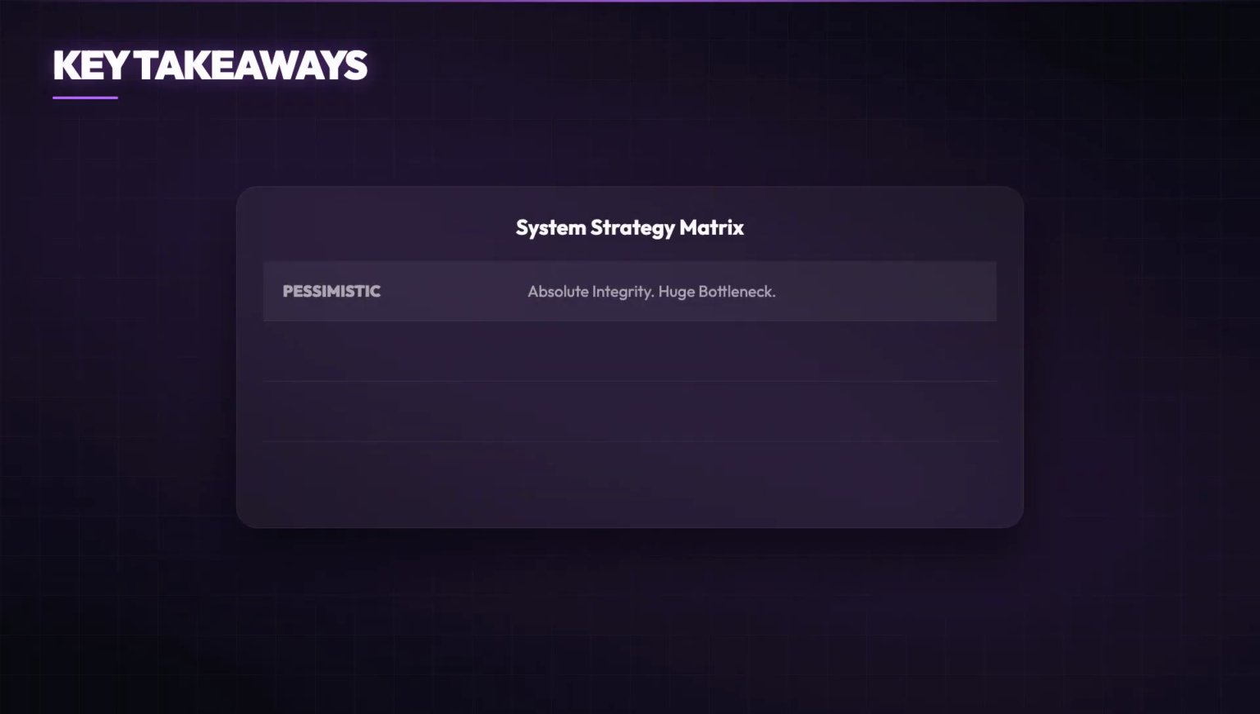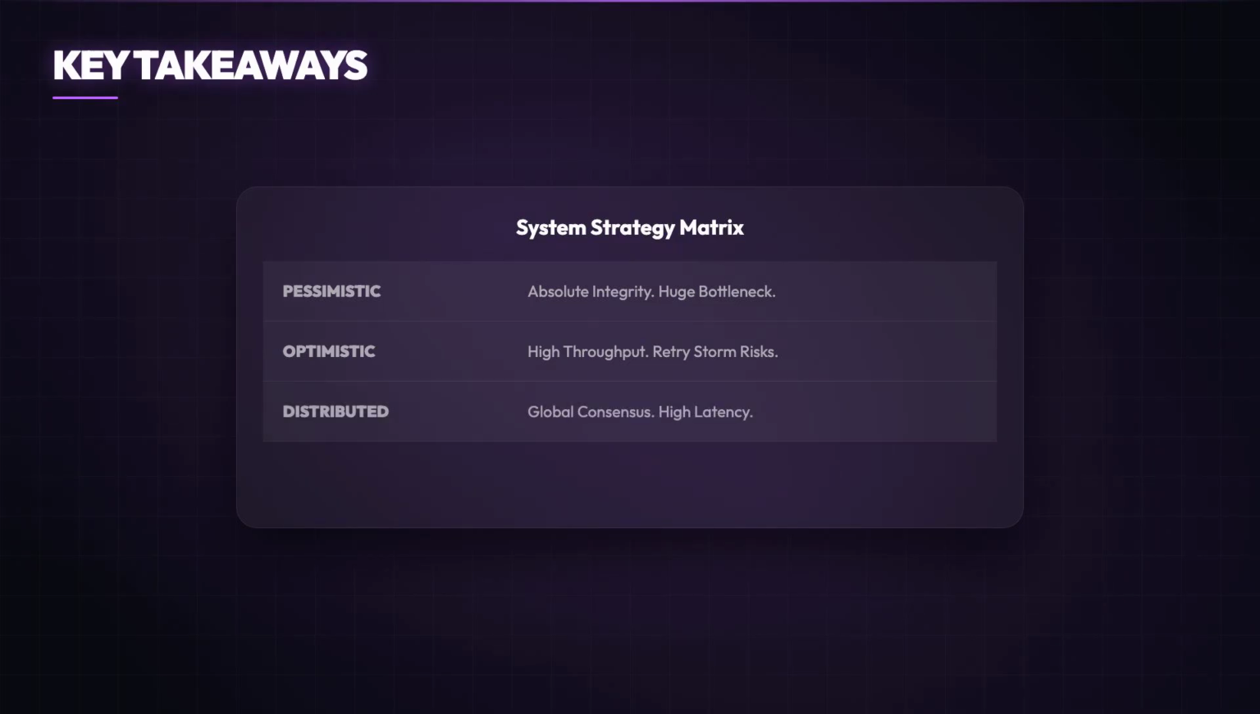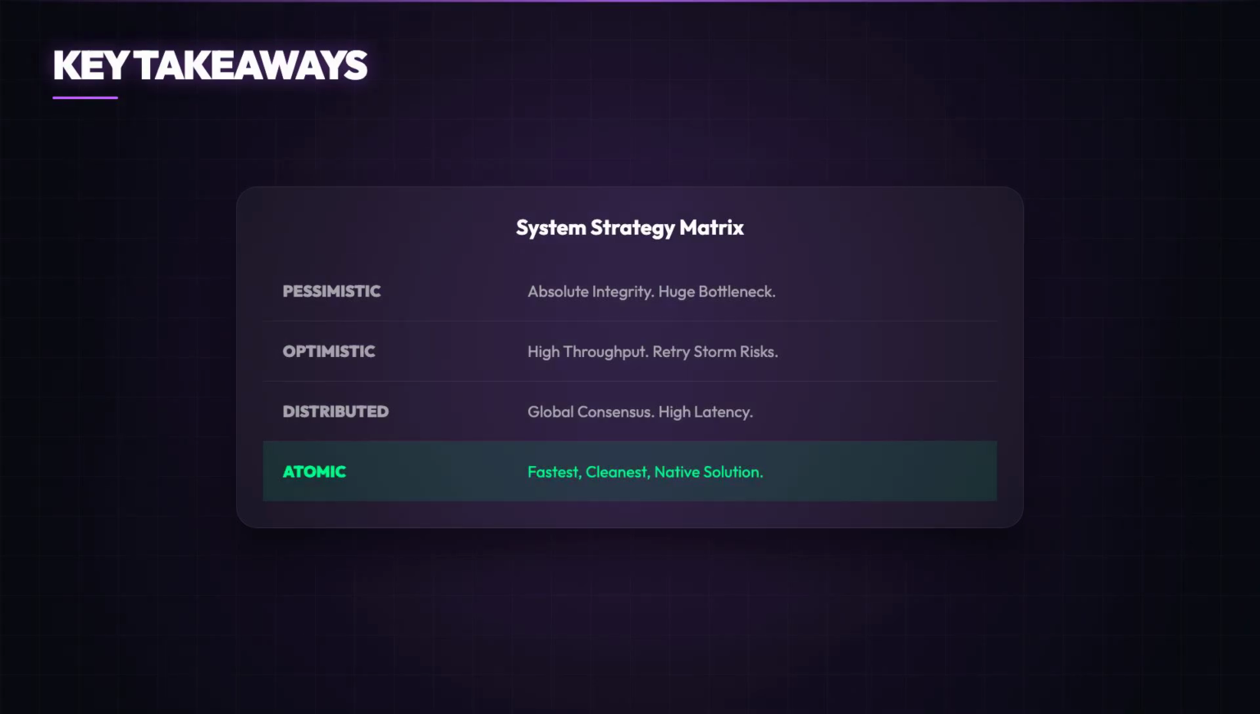Recap. Pessimistic is your heavy tank, unstoppable but slow. Optimistic is your agile assassin, fast until it gets spotted. Distributed is your orbital strike, global impact with high coordination costs. And atomic? That's just clean, surgical math.